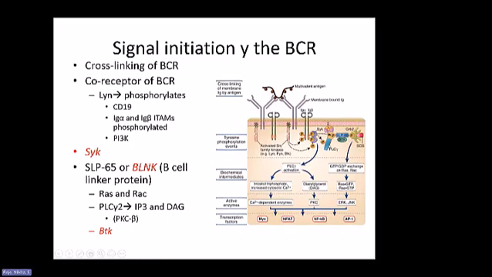SYK phosphorylates and becomes a docking station for something called SLP65 or BLNK. BLNK stands for B cell linker protein. It has two names, SLP65 or BLNK. And that is like LAT, right? LAT was attached to the membrane, SLP65 is in the cytoplasm. So a little different, but that's the counterpart of LAT in T cells.